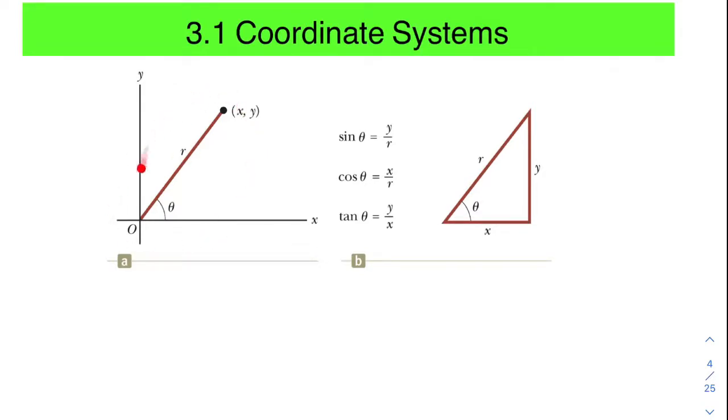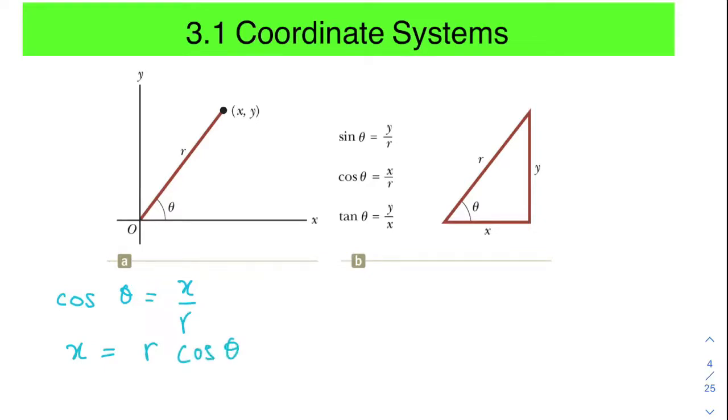Therefore, this information can be converted into this triangle information. So you have this angle, and you have the r, x and y information. From here you may use it to figure out sin theta, cos theta or tan theta. For example, by making use of cos theta, you have cos theta equivalent to x over r. Therefore, x only is r cos theta.